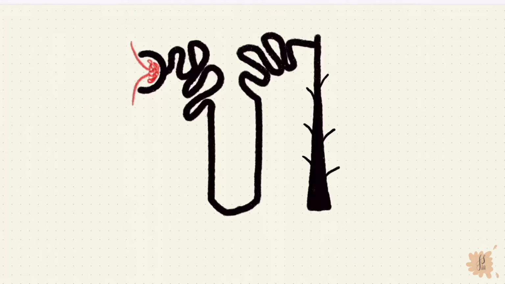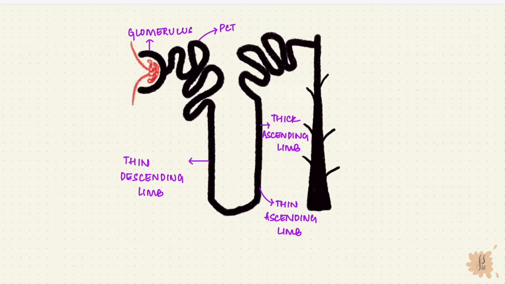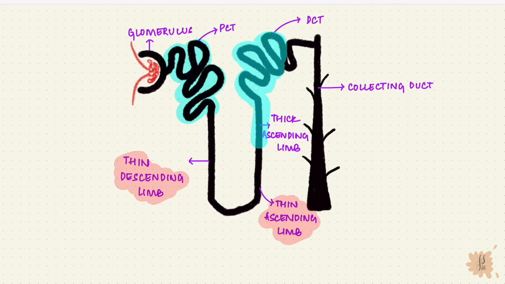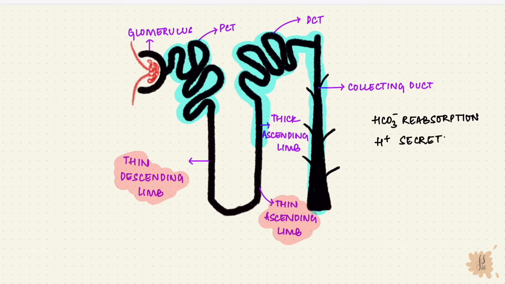So this is the nephron with the glomerulus, the proximal convoluted tubule, the loop of Henle with its thin descending limb, thin ascending limb, thick ascending limb, the distal convoluted tubule, and the collecting duct. Except for the thin descending limb and the thin ascending limb, all other parts of the tubule are involved. So the proximal convoluted tubule, the thick ascending limb, the DCT, and the collecting duct. We're going to look at it in two parts: bicarbonate reabsorption first, and then hydrogen ion secretion.